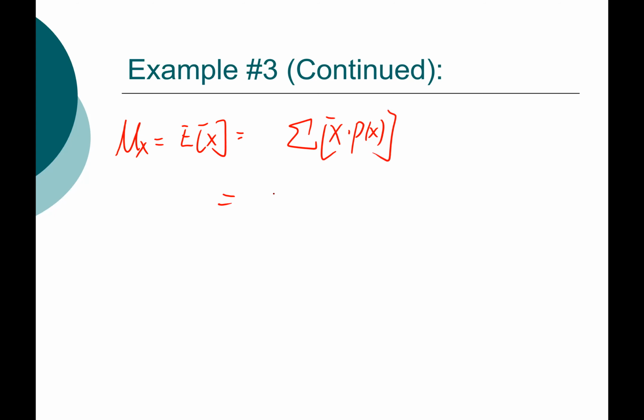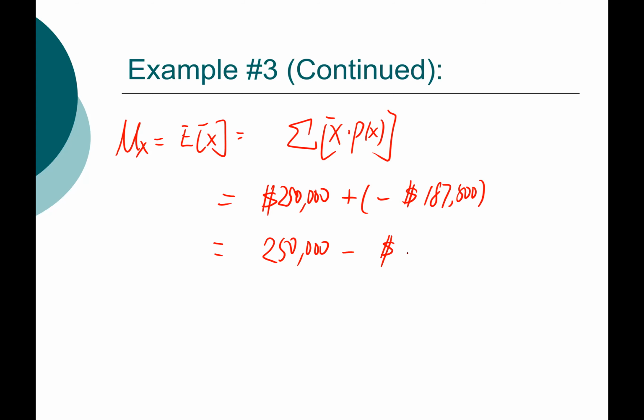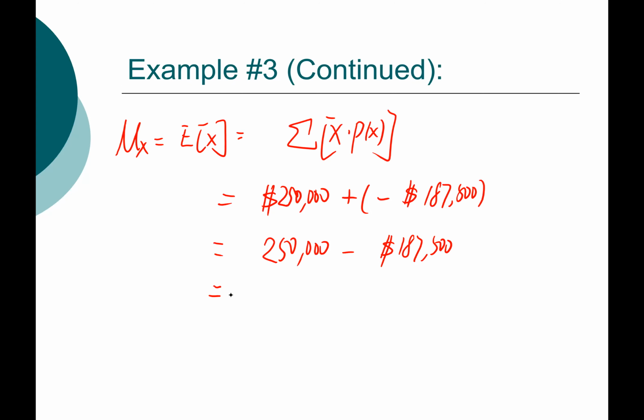Two outcomes. First one gives us 250,000 return. Second gives us a loss of 187,500. So basically, you find the difference, 250,000 minus 187,500, and the difference is the expected value. And that turned out to be 62,500.